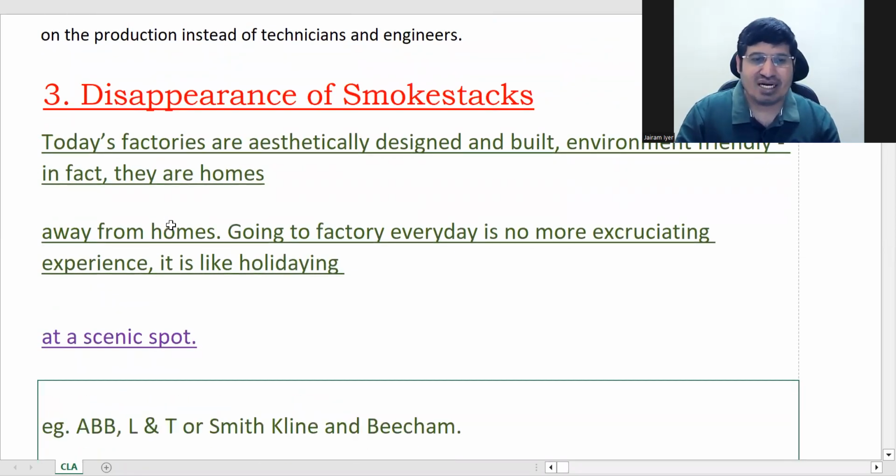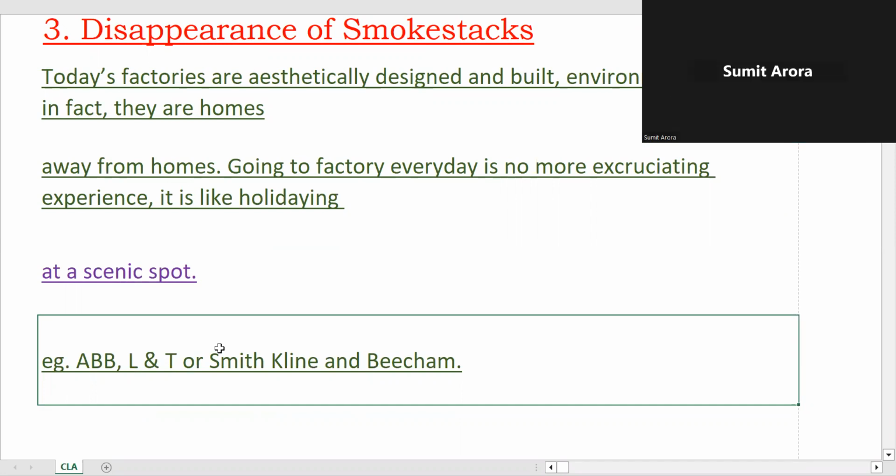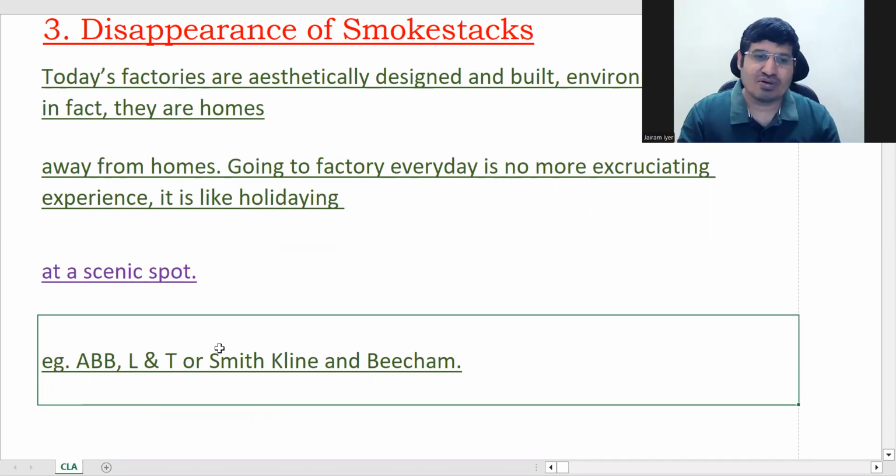Example is ABB, L&T, Smith Klein, and Beecham. L&T I know myself because my relative used to work in L&T. So L&T has in Maharashtra, Larsen and Toubro.